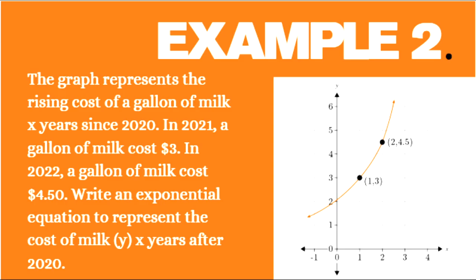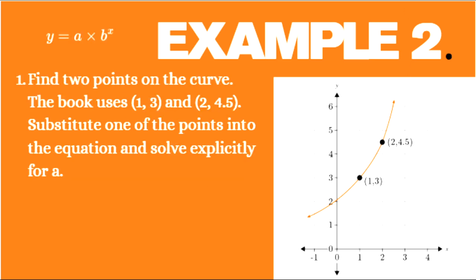Example 2. The graph represents the rising cost of a gallon of milk x years since 2020. In 2021, a gallon of milk costs $3. In 2022, a gallon of milk costs $4.50. Write an exponential equation to represent the cost of milk y x years after 2020. So our first step is to find 2 points on the curve. The book uses 1, 3, and 2, 4.5. Substitute one of the points into the equation and solve explicitly for a. So we're going to take this first point, 1, 3.